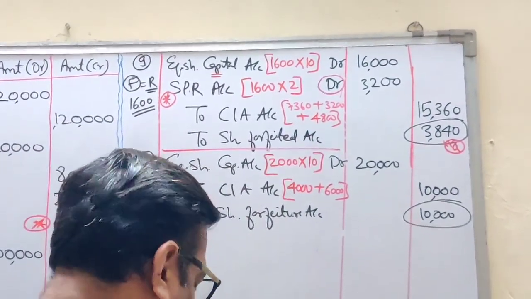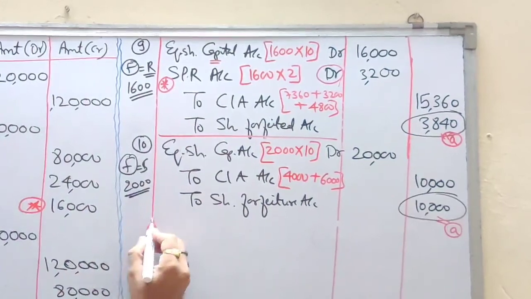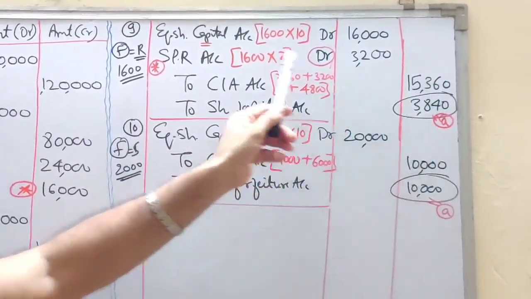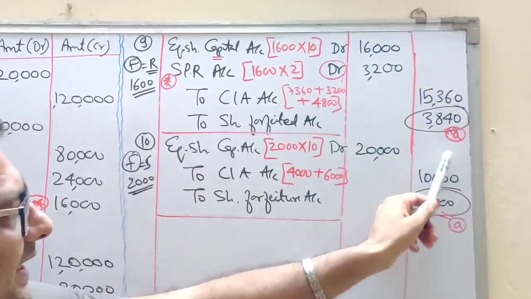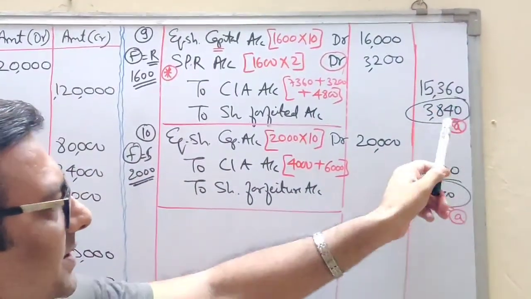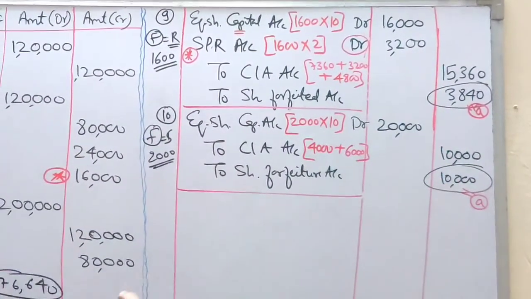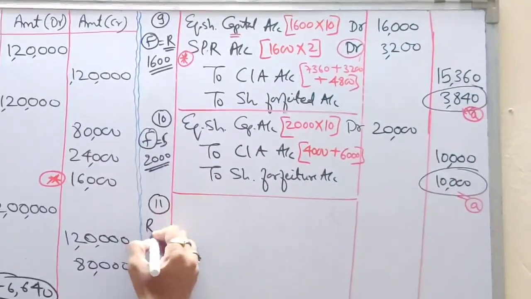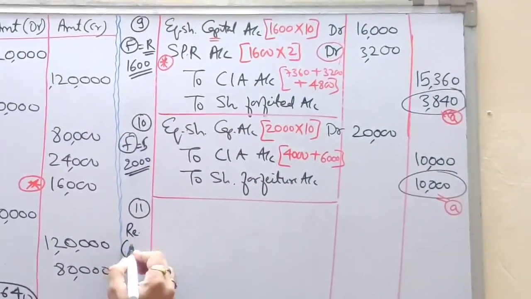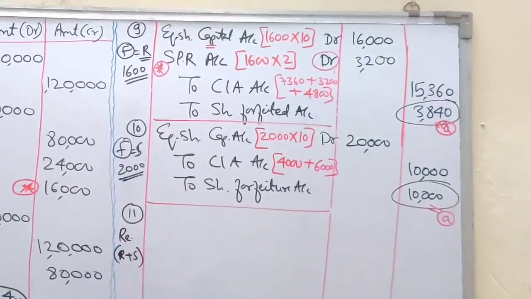For forfeiture ka balancing figure, I always write it as A. For balancing amount in forfeiture, I always write A. So I have value A at two places. Okay, remember this. At the end you will understand where to use this. Okay. 11th, reissue ka entry. You are going to reissue both the shares, Ramesh ka and Suresh ka, both the shares.